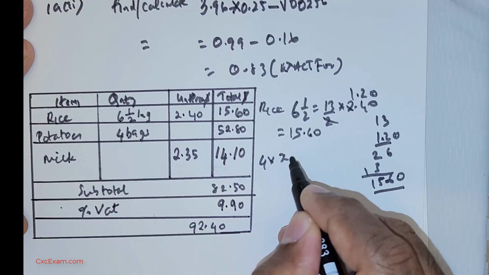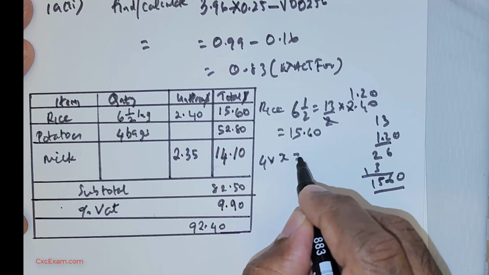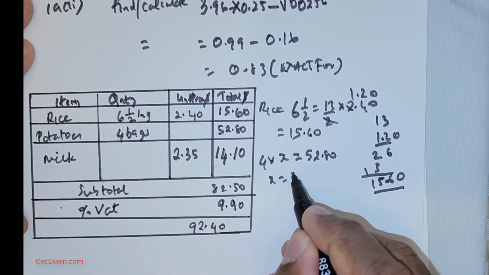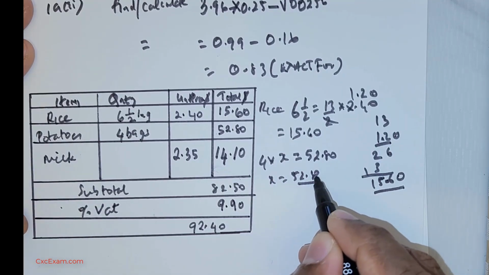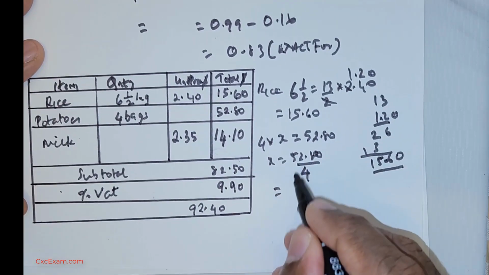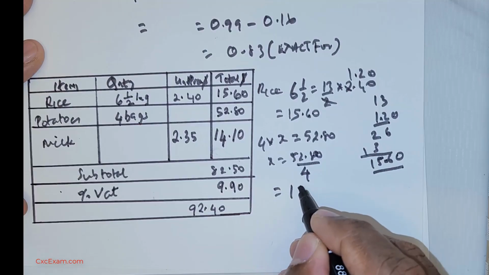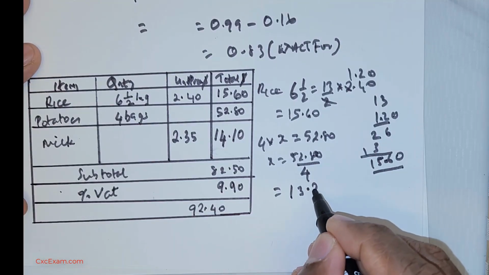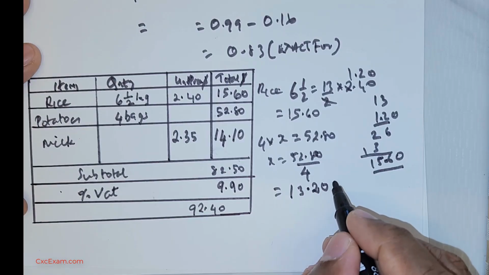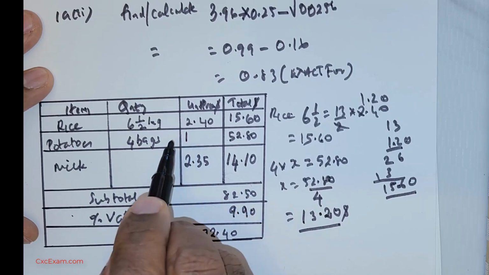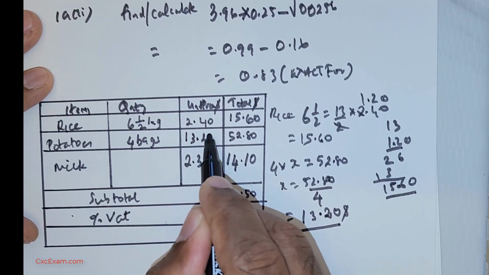The unit price I do not know. Let it be some X. We are getting 52.80. So to get X, we take 52.80 and we divide by 4. 4 divides 5 once, carry 1, that is 12. 4 divides 12 3 times, 4 divides 8 2 times, and 0. So this is the price for 1 bag. Unit price for 1 bag is $13.20.